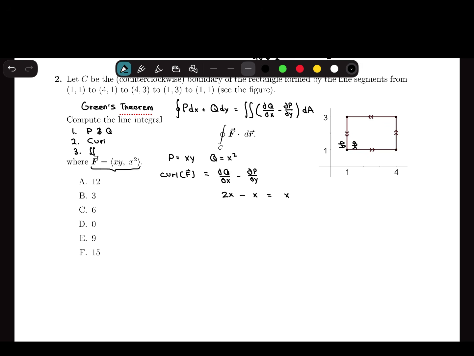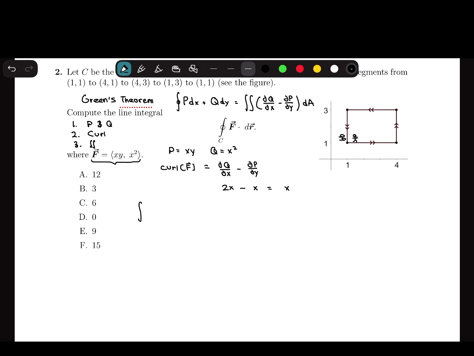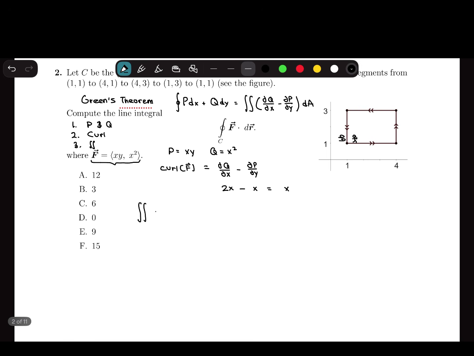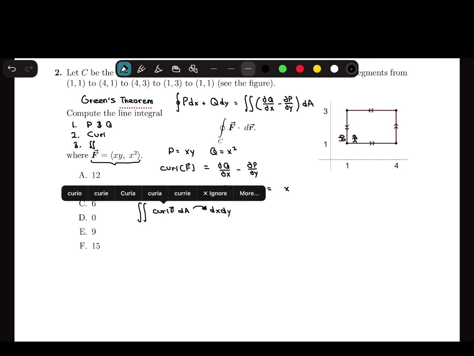So what do we do when we set up the double integral? Well, just imagine it like this, right? You have the double integral of the curl of F dA. In this case, dA is simply dx dy, or dy dx, depending on what you want to do. In this case, I will choose to stick with dx dy because that's what I did when I first solved the problem, but feel free to change up the order of integration if you find it easier.